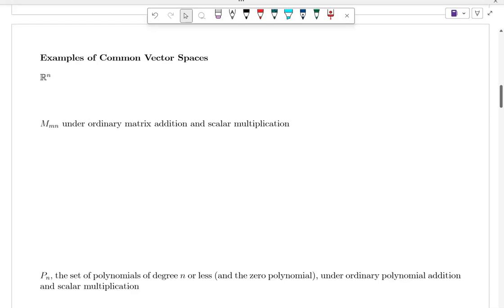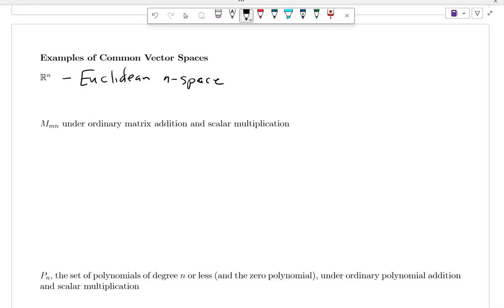But before we do stranger examples, let's talk about some common examples. These are ones that we will deal with as we go through. So the first one we've already talked about, right? The R^n, those are your Euclidean vector spaces, Euclidean n-space. We just talked about those in the last section, section 4.1. We already went through all those properties there, right?